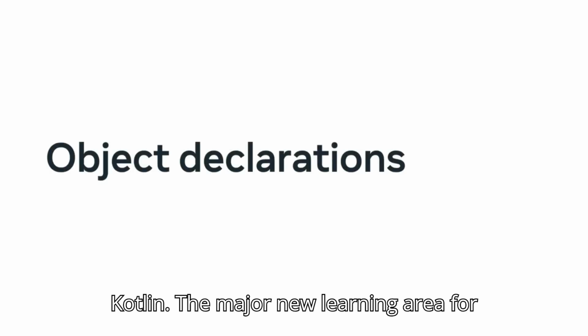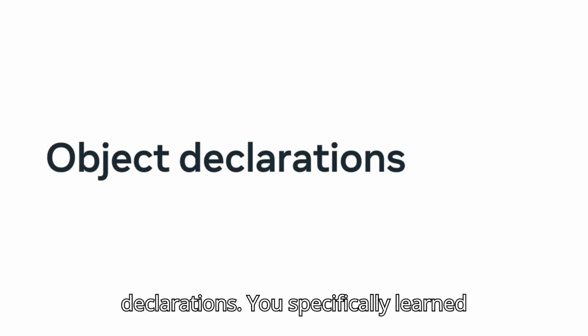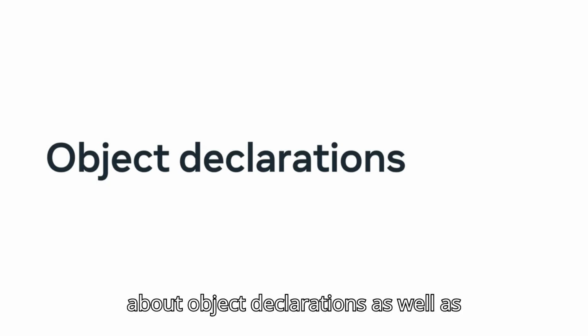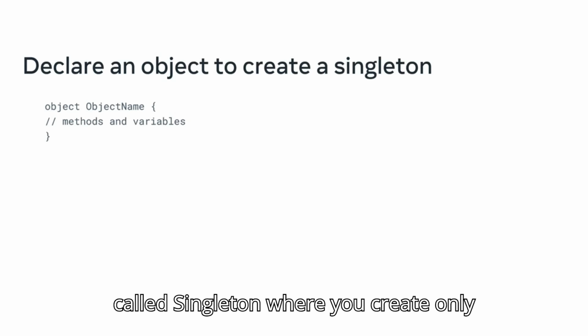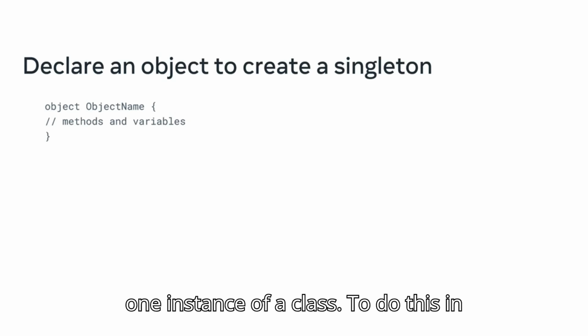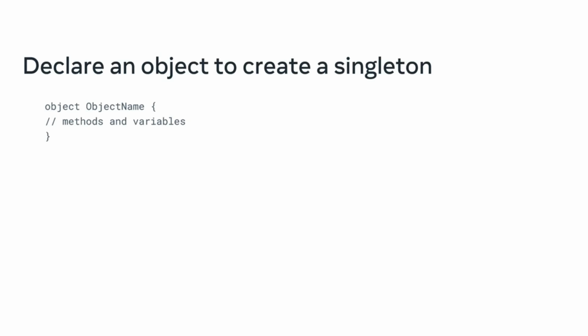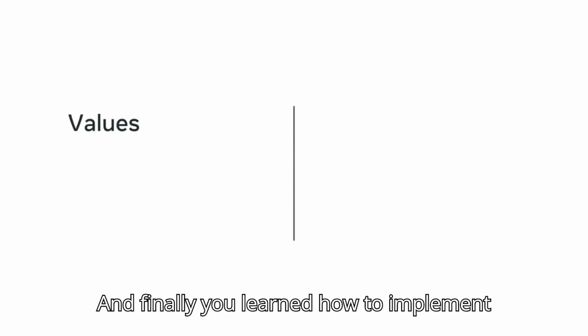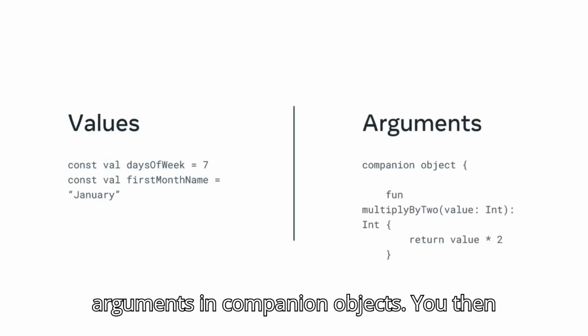The major new learning area for you in week 2 concerned object declarations. You specifically learned about object declarations, as well as constant values and activities with arguments. You discovered the concept called singleton, where you create only one instance of a class. To do this in Kotlin, you can use an object declaration. And finally, you learned how to implement constant values and functions with arguments in companion objects.